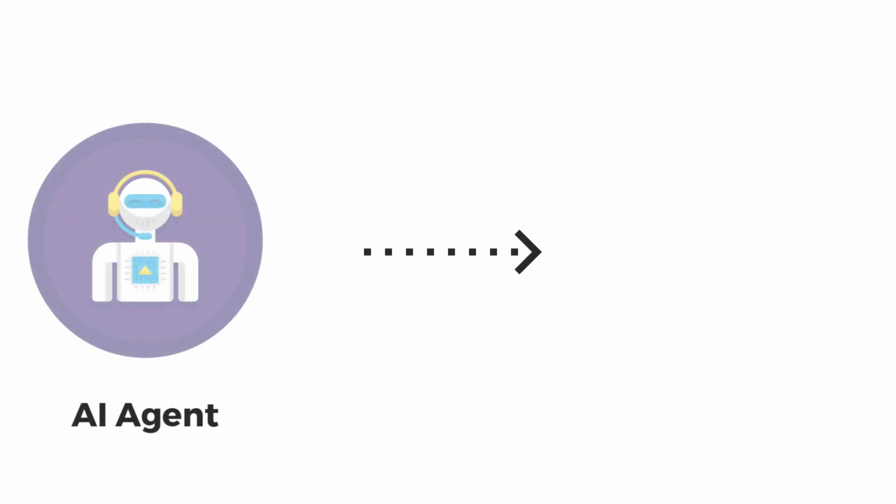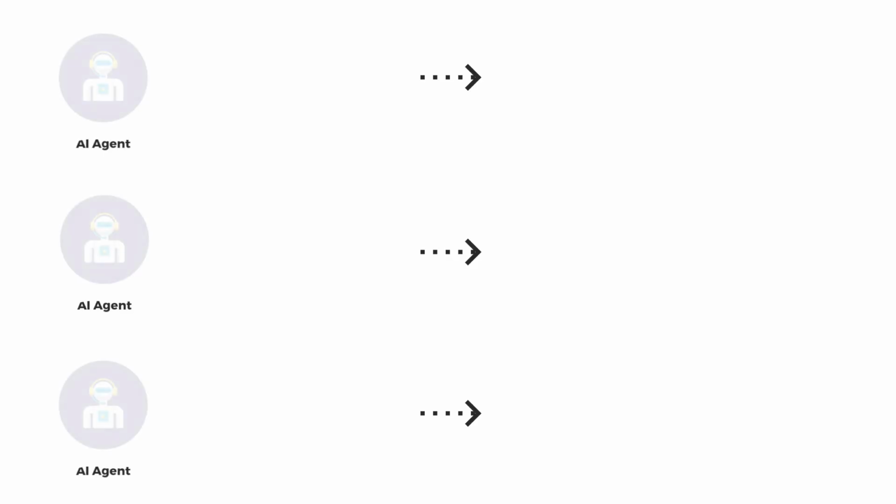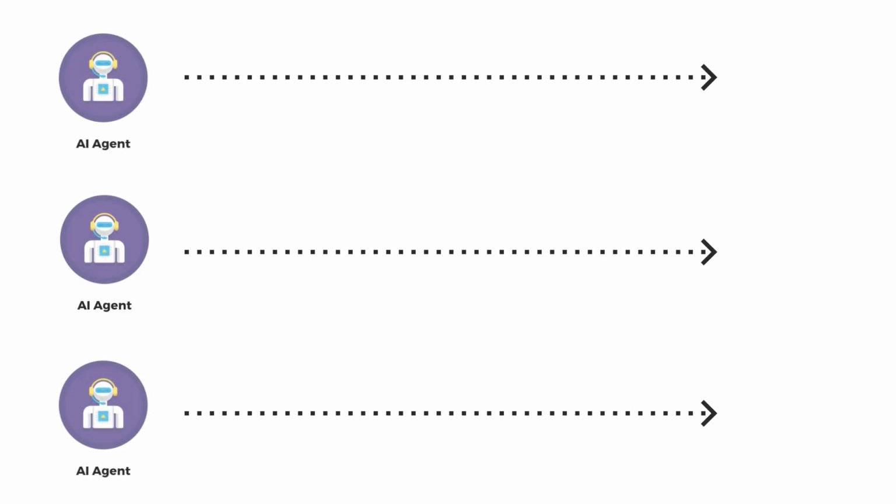MCP stands for Model Context Protocol. Now, quick recap of what MCP is all about. MCP is an open standard created by Anthropic. It gives AI agents one consistent way to connect to any external system. Without MCP, every AI agent needs a custom connection to every tool it uses. With MCP, one standard protocol connects an AI agent to any system that speaks it.